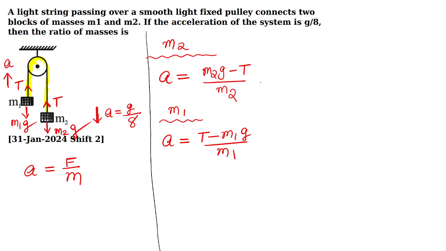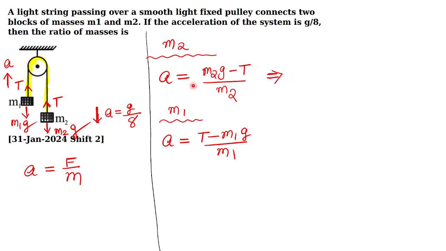Before that, do we need tension in this question? Do we need tension? No. The question did not say anything about tension. I don't want tension. Without tension, I can find out the acceleration. I am not planning to find out tension. Without finding tension, how can we find out M1 by M2?